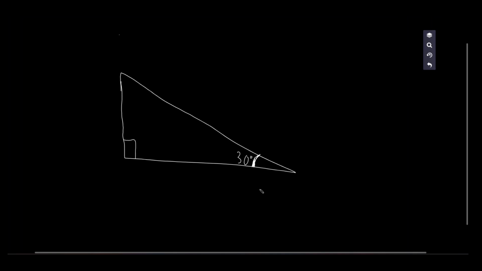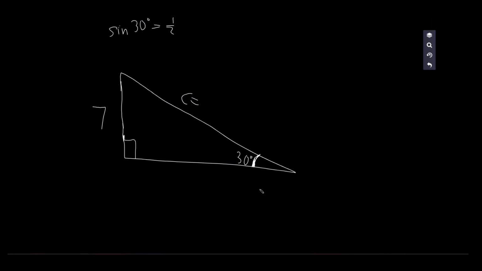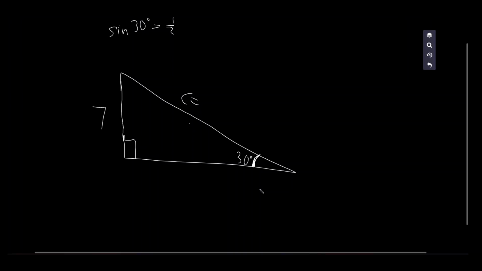Then we know the sine of 30 degrees, and remember in our previous example, we discovered that that's 1/2. And let's say we know that this side length here is 7. Now, how do we find this hypotenuse side length? Let's say we want to find it. Normally, you need the Pythagorean theorem for this, but actually, with sine, we don't need the Pythagorean theorem.